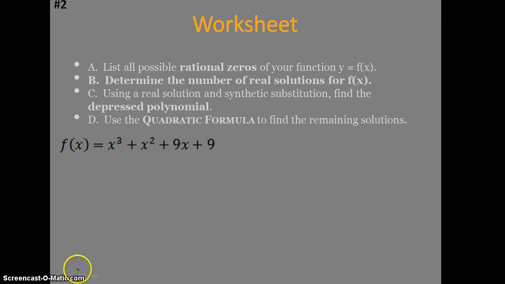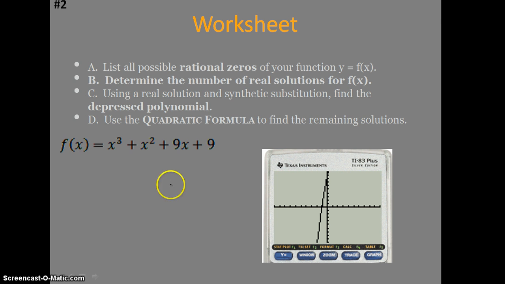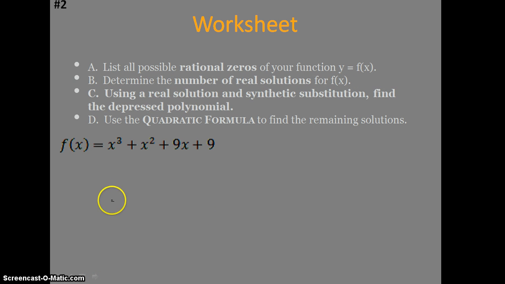Second part, determine the number of real solutions, which I like to graph. And so when I graph this one, I see that there's one place where we cross the x-axis, so one real solution. And I see that x equals -1 makes this work, and so to double check, I'm going to plug in -1 everywhere x is, and I see that we get 0. So we're going to use that real solution and our synthetic division to be able to figure out the depressed polynomial.